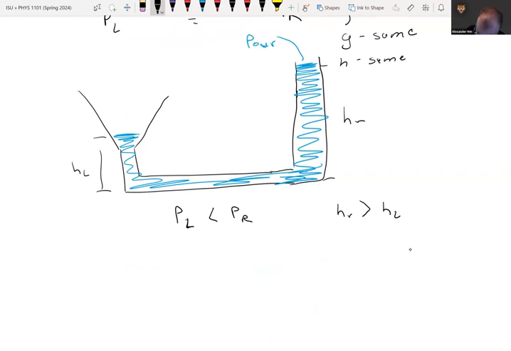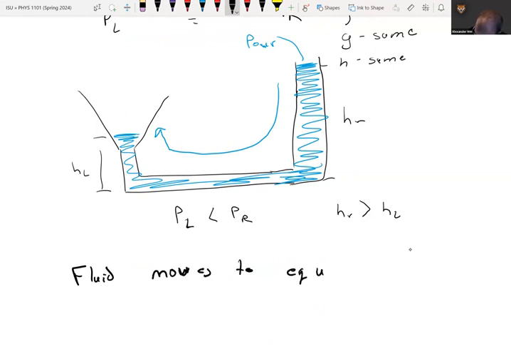Now, what this implies is that fluid will move in this direction. Fluid will move to equalize the pressure. It will move from higher pressure to lower pressure. So that's the point: fluid moves to equalize the pressure.